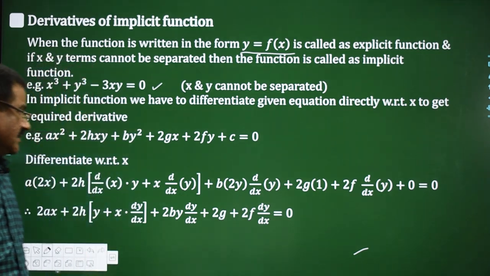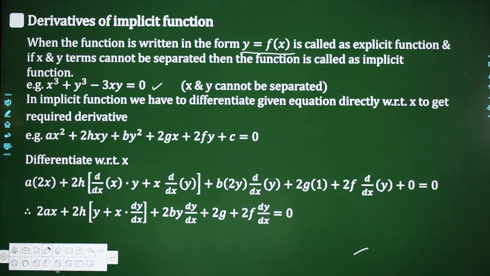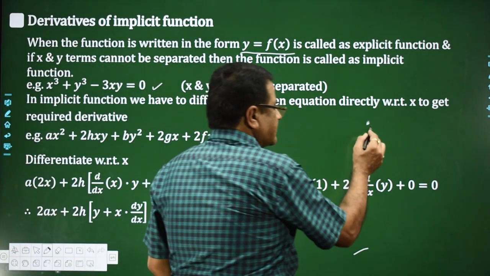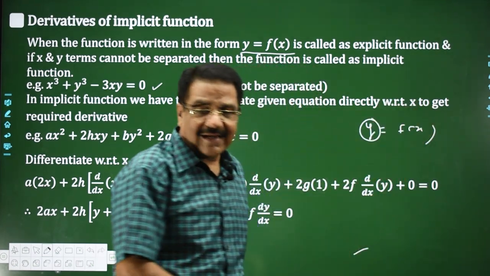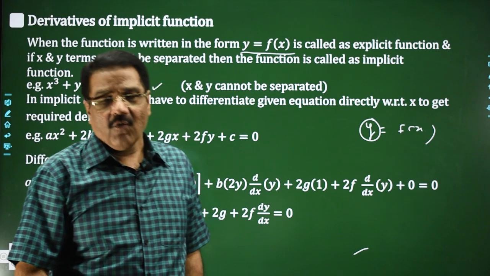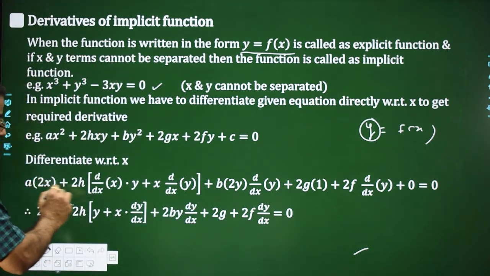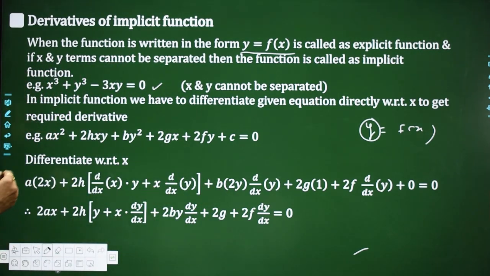So, this is another example, ax square plus 2hxy plus by square plus 2gx plus 2fy plus c equal to 0. This is the condition of pair of lines, if you remember your 12th standard pair of lines topic. Now, we have to differentiate this. What is the difference now? In our earlier example, y was on LHS and other terms on RHS. So, derivative of y we were taking directly as dy by dx, but now we have to take the derivative of y wherever it is present, and accordingly we have to apply product rule, chain rule, quotient rule, whatever it is.